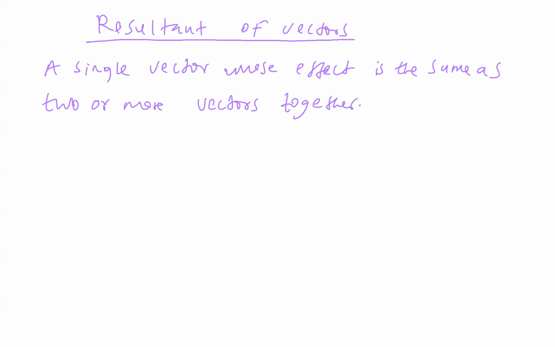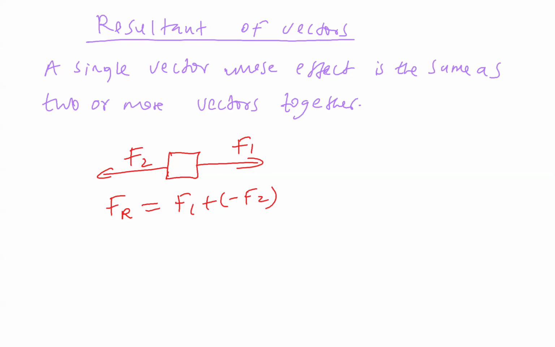What does that mean? It simply means that if we have two vectors arranged in this form, acting on an object, in this direction and also in this direction, this is F1, this is F2. So these vectors are acting horizontally. So our FR resultant here is going to be given by F1 plus negative F2, because they're going in the opposite direction.